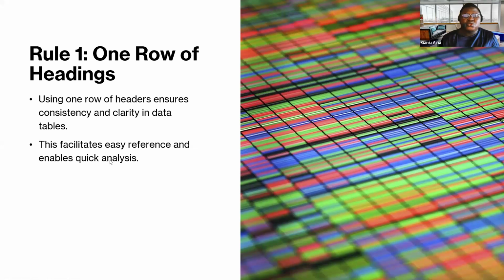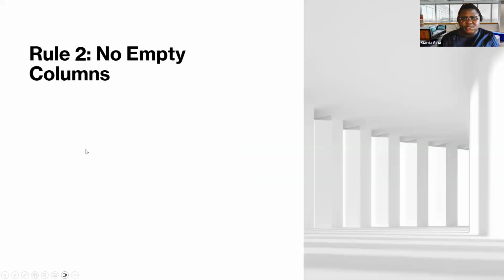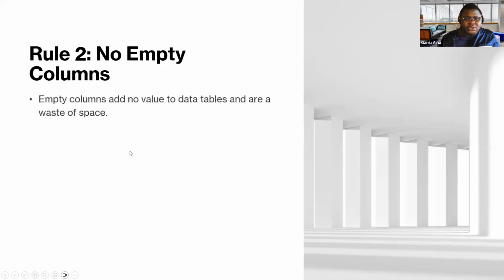Okay, thank you. So the second rule is no empty columns. And how will this affect our data? How will you know? You have to check. I just created this simple data so that when you start working on large data, you know these are common things you should check. Rule number 2 says that empty rows add no value to data tables and are a waste of space.